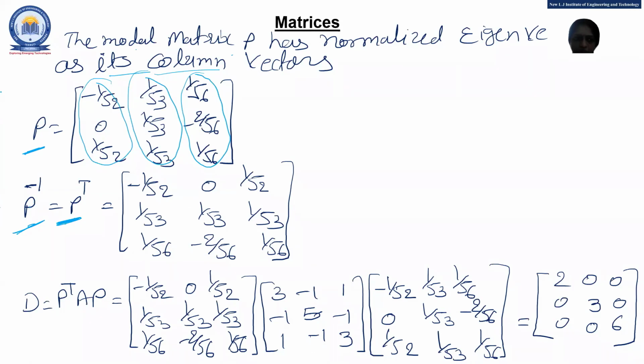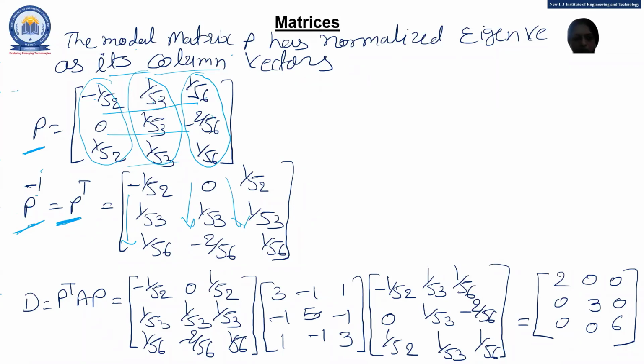So this is our P, and for finding P inverse, that is P transpose, what is the meaning of transpose matrix? Every row will convert into a column, or we can say every column will convert into a row. So by doing this, first row minus 1 by root 2, 1 by root 3, 1 by root 6, I have written this row as a column. Similarly, the second row is the second column, and the third row is the third column. So I get this P inverse.